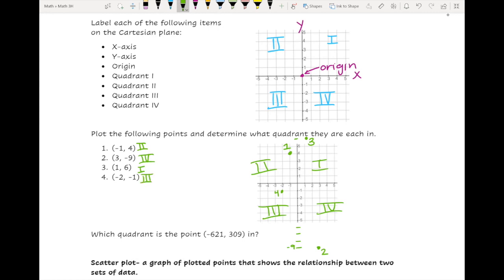All right, and then the last one isn't giving you a graph, and they're asking you which quadrant the point (-621, 309) is in. And because there's a negative x value and a positive y value, it's got to be up here in quadrant 2. So I'm going to go with quadrant 2 on that one.